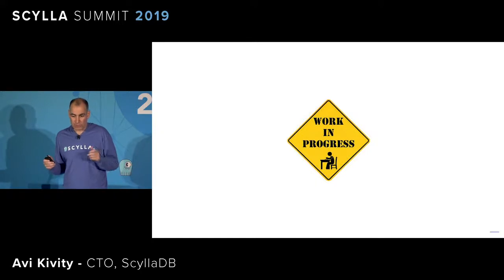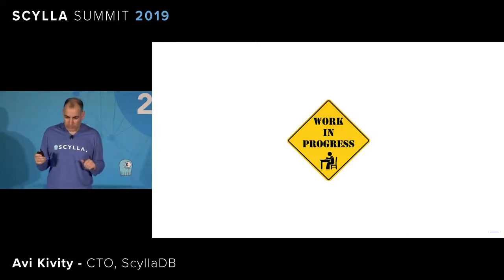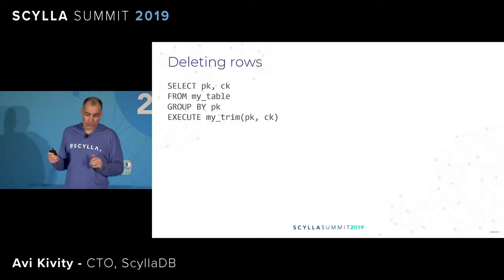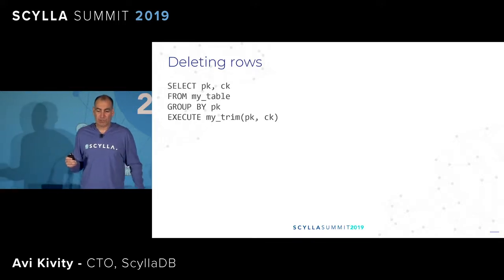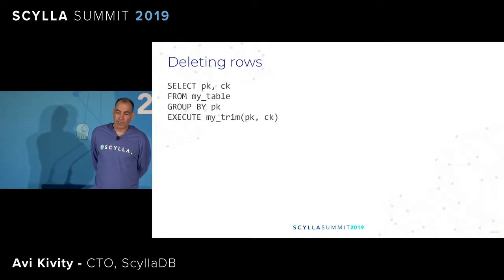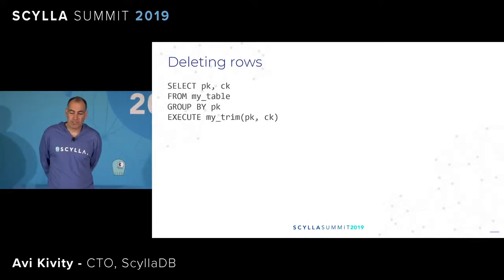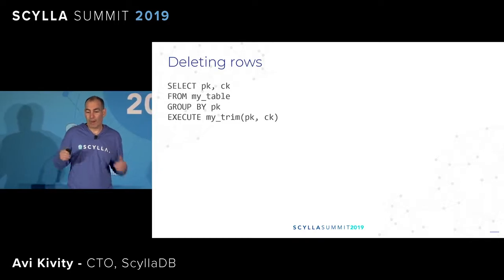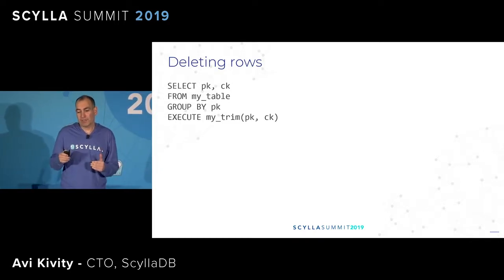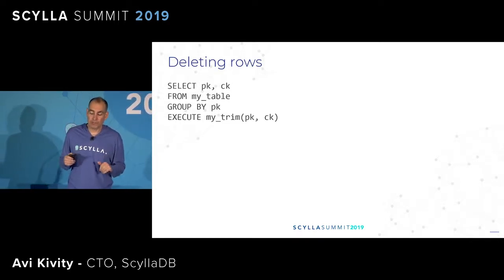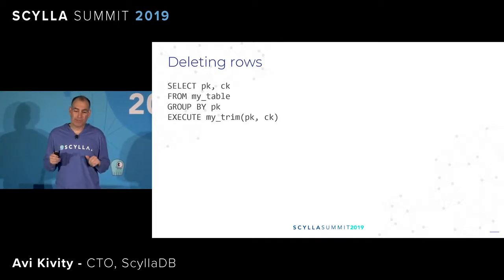So this is all work in progress. Don't rely on that. So some examples. Here is a syntax for deleting rows. You select the primary key and the clustering key from the table. You do a group by. And that means that the procedure will be executed once per partition key, and not once per row.